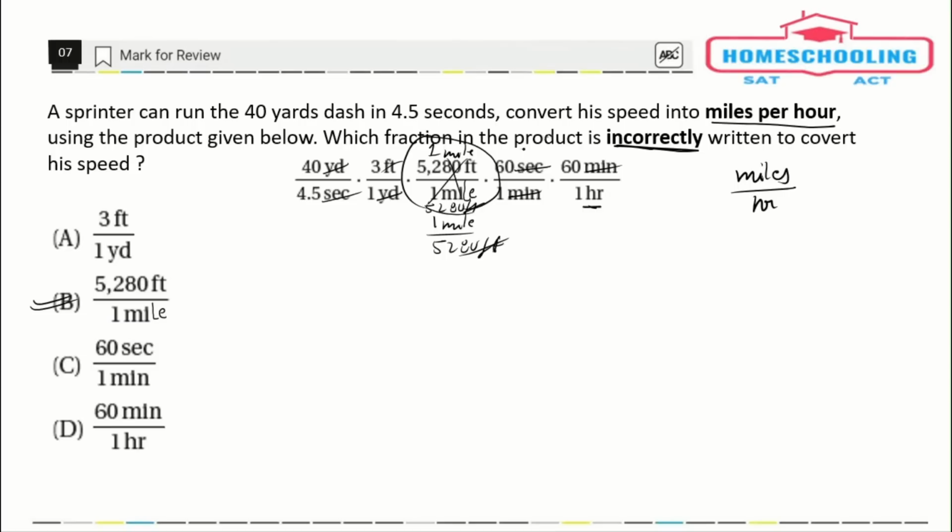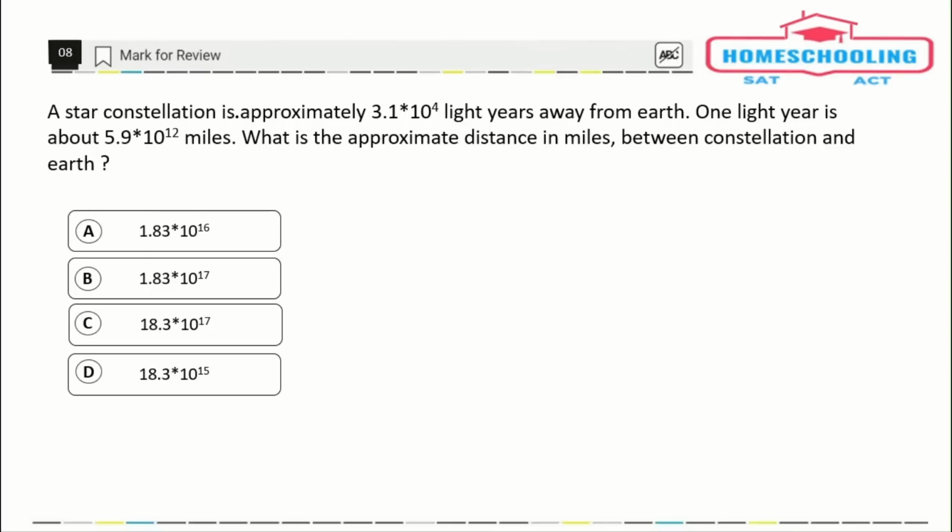You don't have to solve the whole question. You just have to look at the unit that is asked in the question, if we are given this type of representation in the question. Now let's move on to the next question.